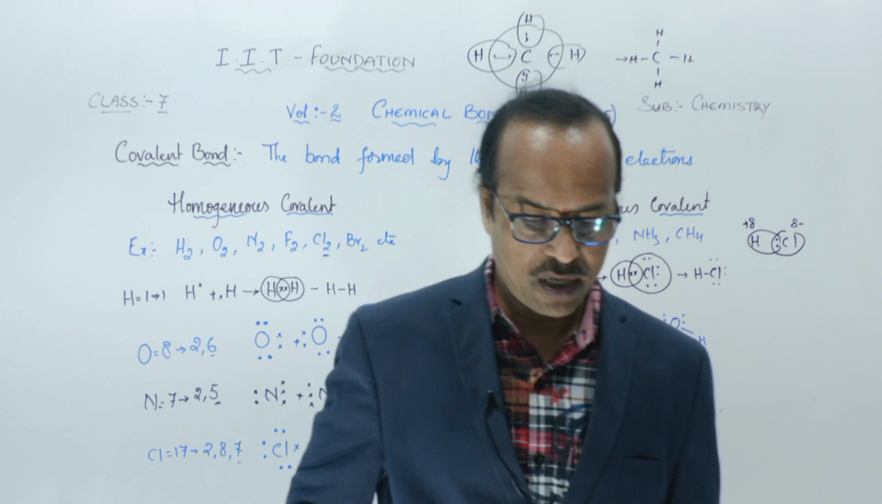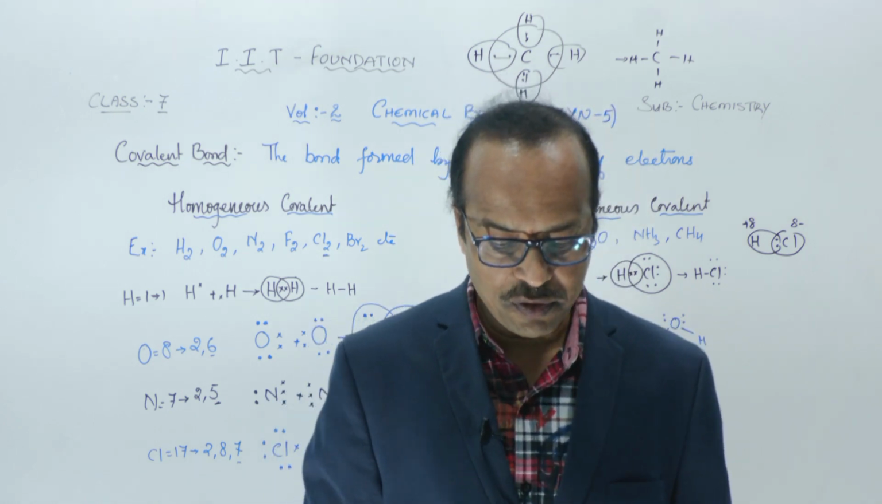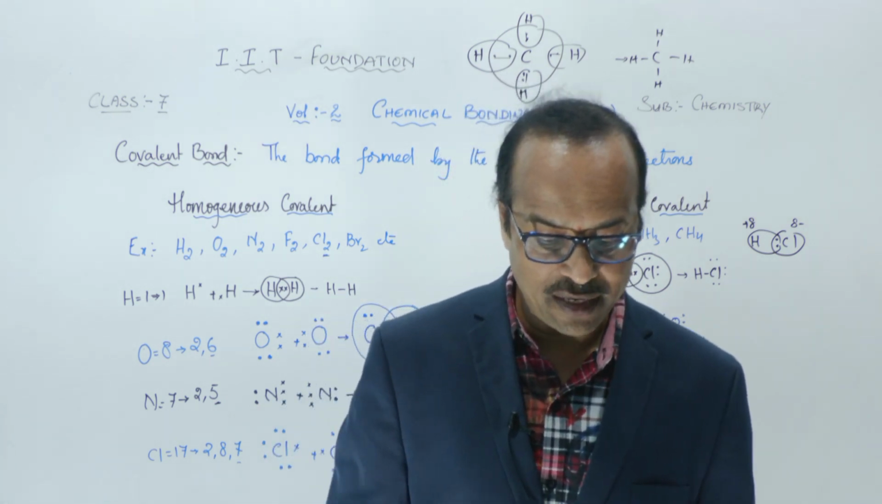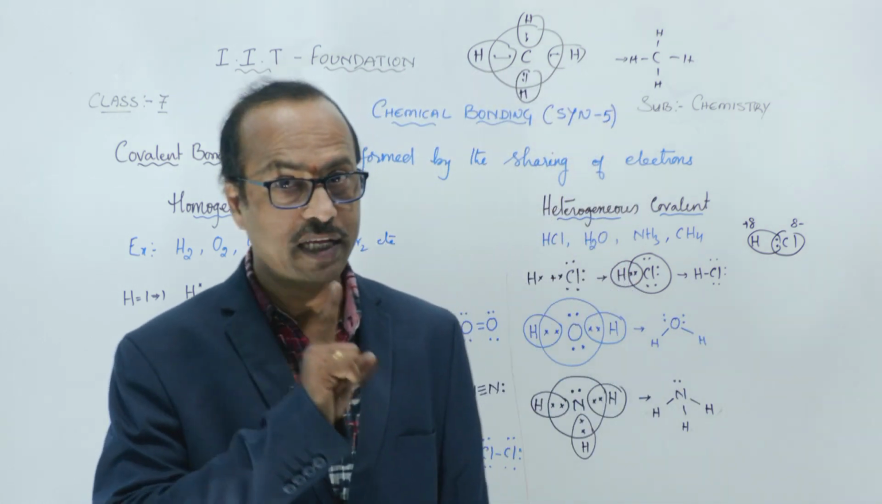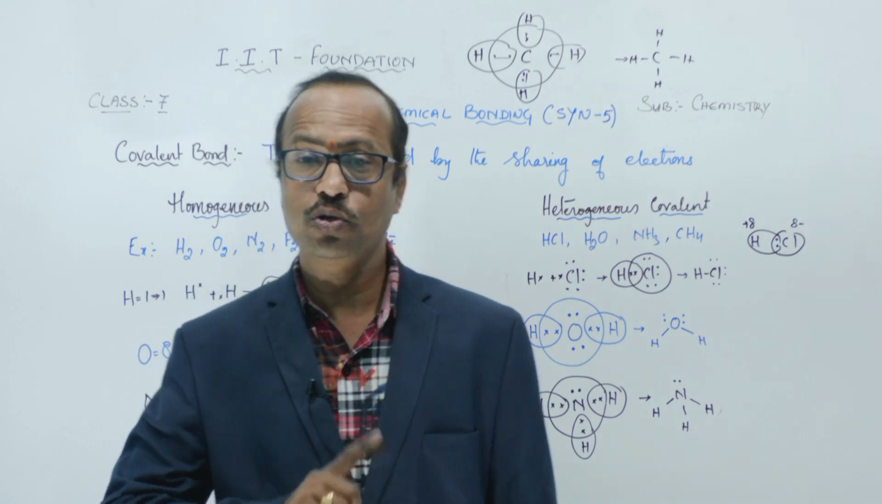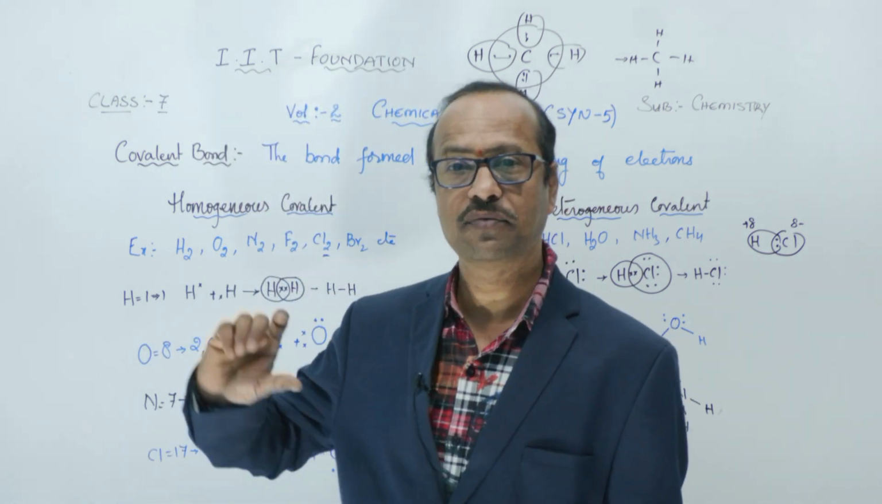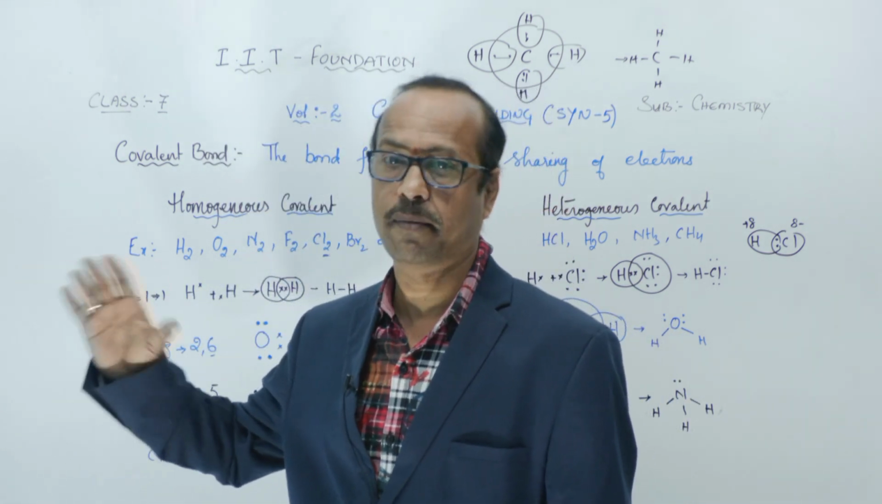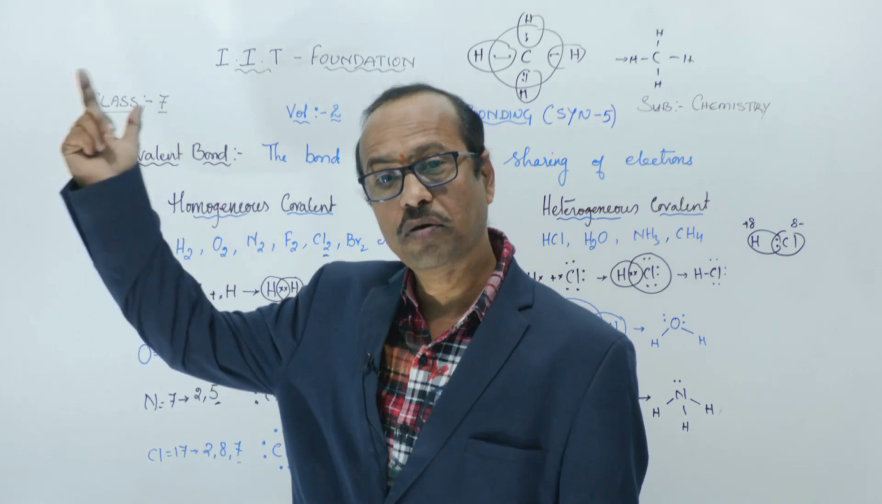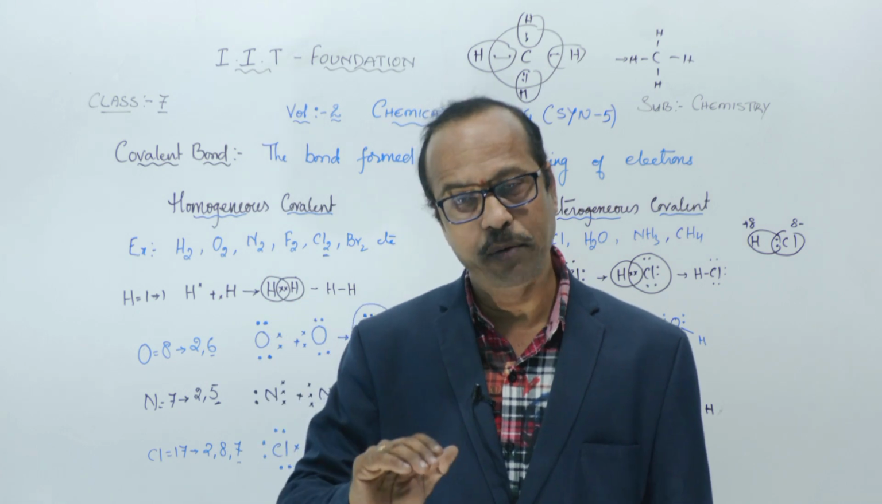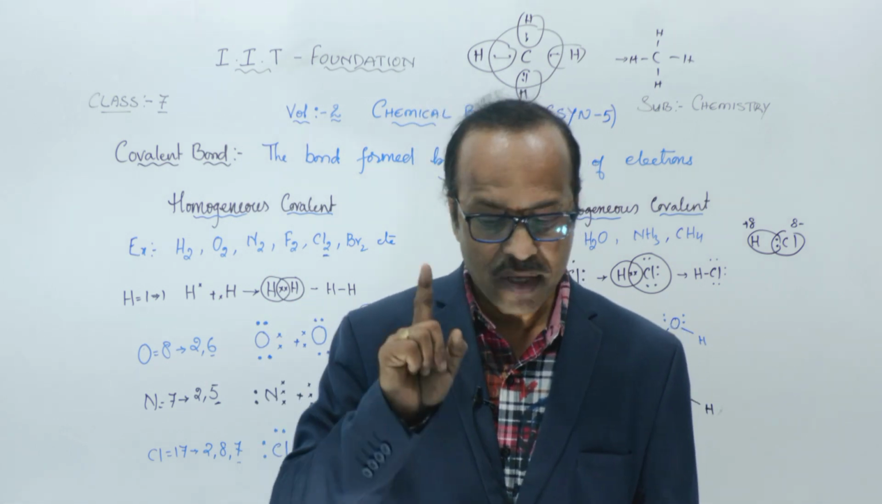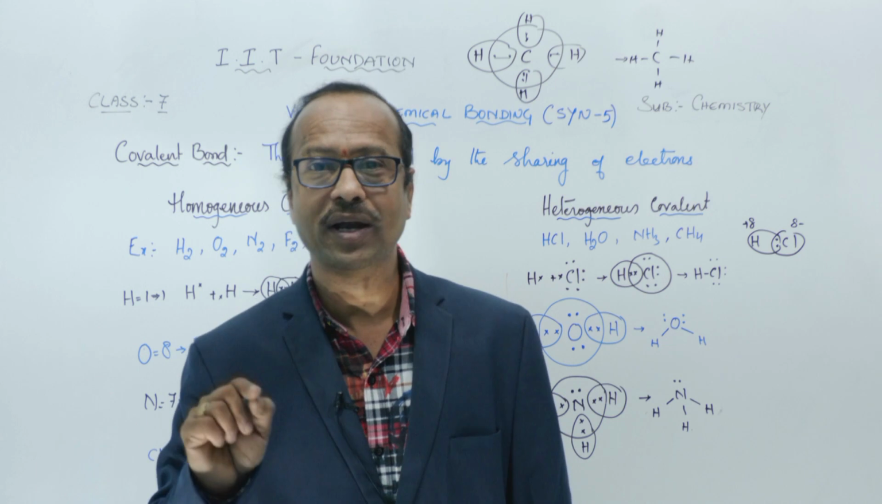Second question: the covalent bond formed between two non-metals when the electronegativity difference is less than 1.7. Students, I already explained this in the ionic bond. If the electronegativity difference between two atoms is greater than 1.7, then that forms an ionic bond. If it is less than 1.7, that forms a covalent bond. So, here the option is the third option, that is 1.7.